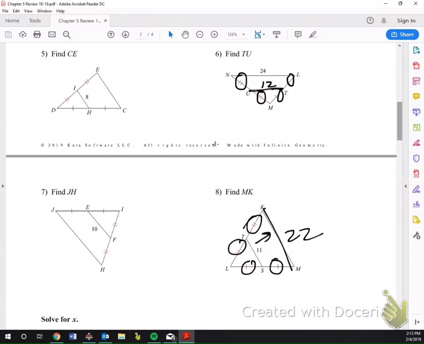I'm circling those little hash marks to let you know that they are, in fact, a mid-segment. A mid-segment connects two midpoints. How do we know they're midpoints? If you look at the things I circled, let's look at number 6, okay? We got U. And those two little double hash marks there are saying it's the same distance from U to N as it is from U to M, which means U is in the middle. Same thing with T to M and T to L.